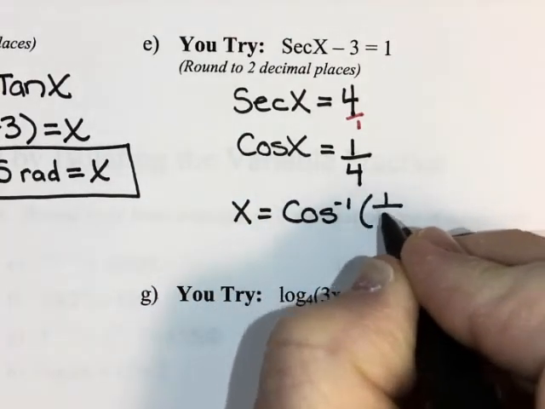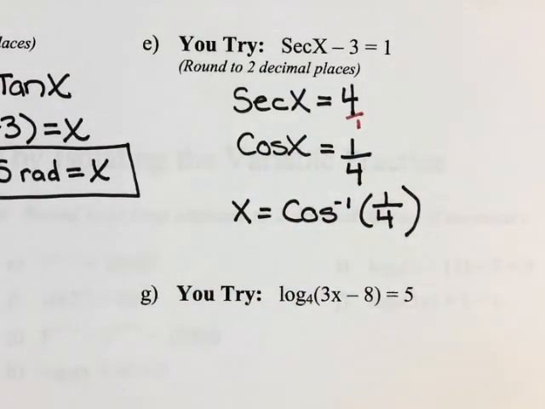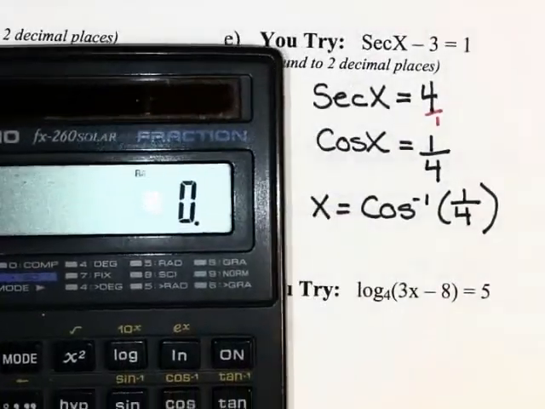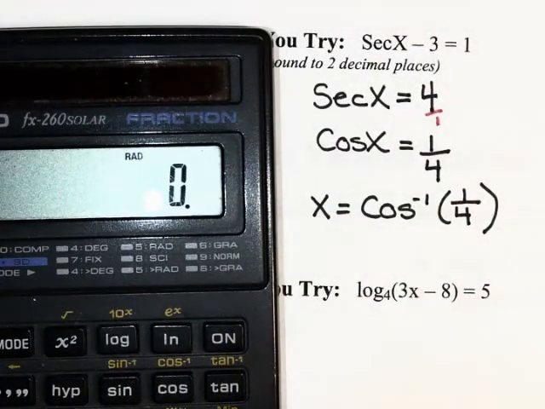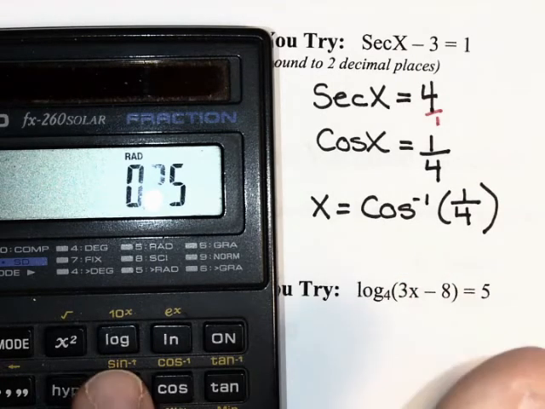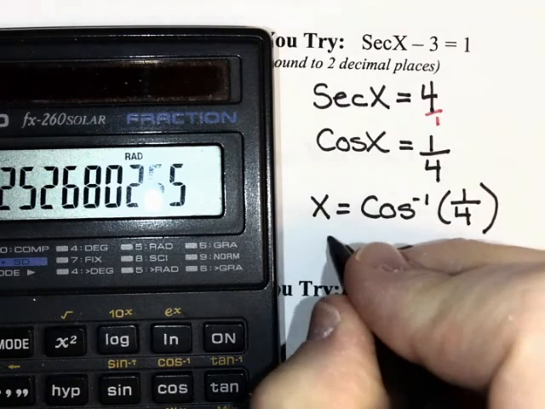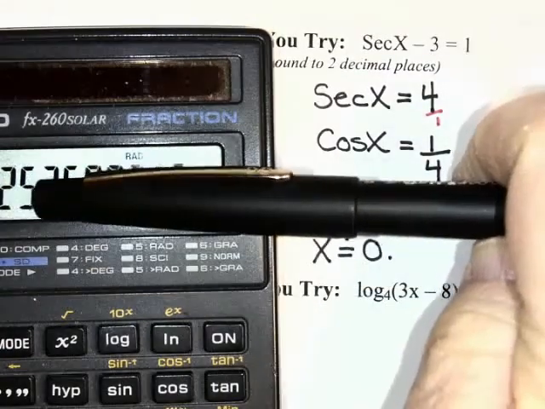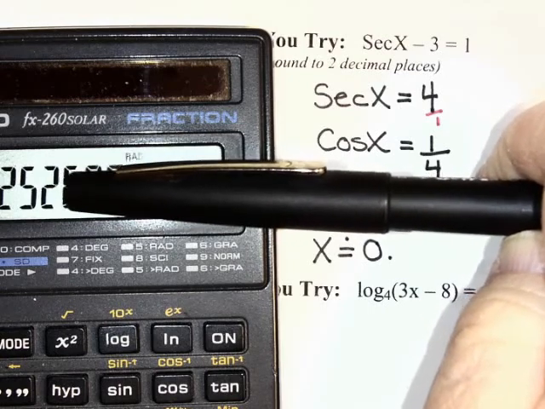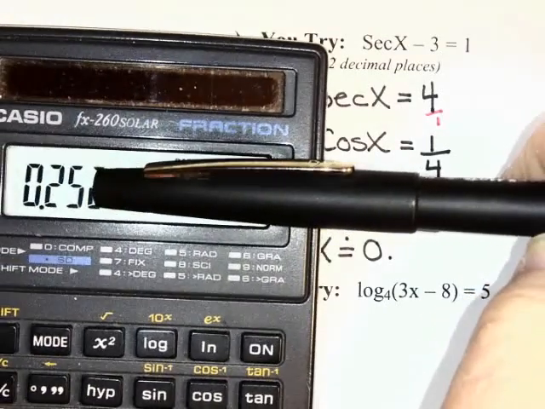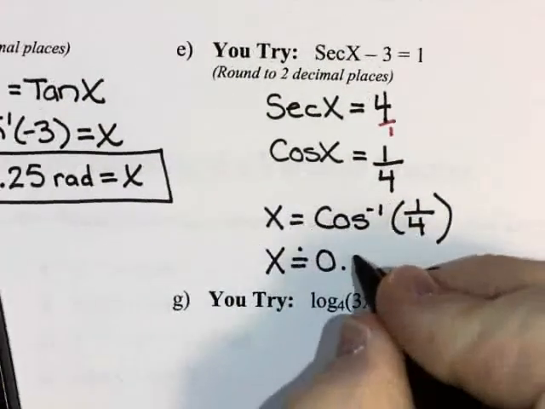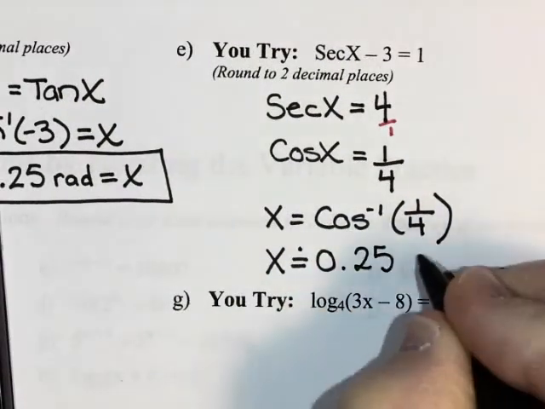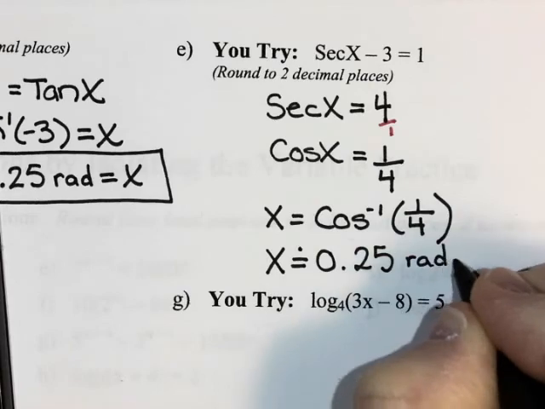of 1 over 4, and then use my calculator to do that. I could have written that was 0.25, but for some reason I didn't. All right, so I'm going to do bracket 1 divided by 4. I got 0.25, and then inverse cos, and I get that x is approximately 0.25. The next one's a 2, so that's going to stay 0.25. And that is an angle, so that is in radians.